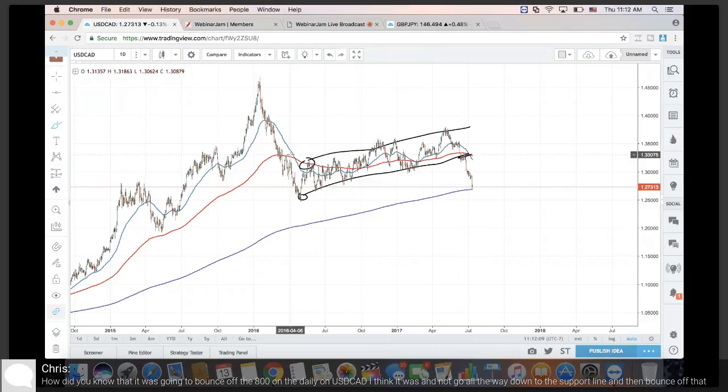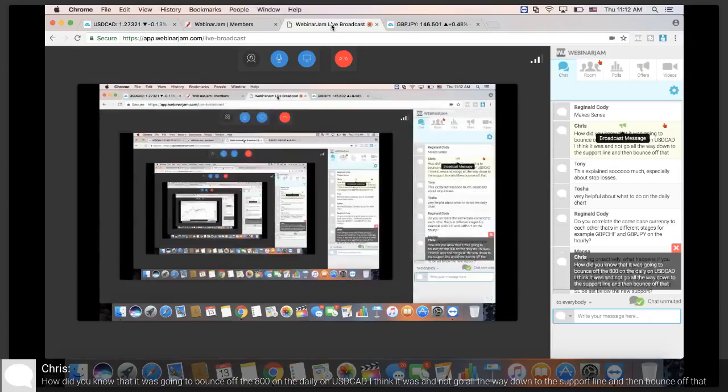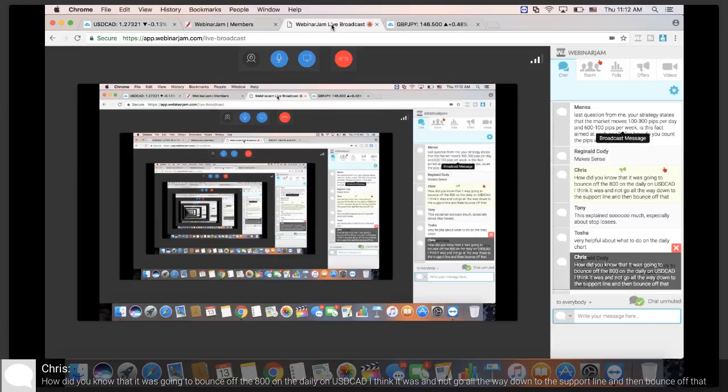We can use that. Remember, TP number 1 is the 200. TP number 2 is the 800. Chances are they're going to consolidate a little bit or pull back a little bit, and then they'll continue on down and set up again. Over and over and over again. Okay? So to answer your question, how did we know that it was going to bounce off the 800? We can expect them to hit these levels.